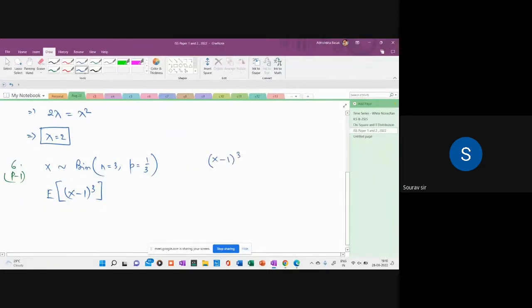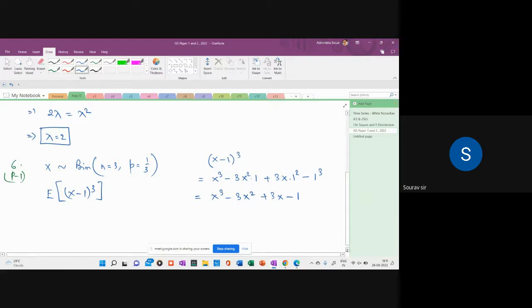(X minus 1) whole cube stands for X cube minus 3X square into 1 plus 3X into 1 square minus 1 cube. That is X cube minus 3X square plus 3X minus 1. So we can individually find the values of X cube, X square and 3X and deal with this. Or alternatively, we can find this (X minus 1) whole cube value directly.